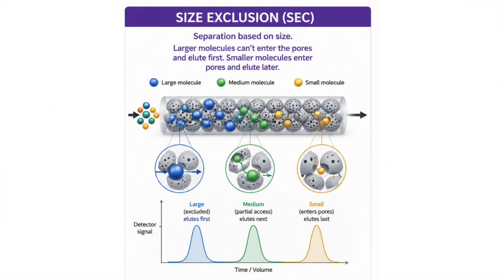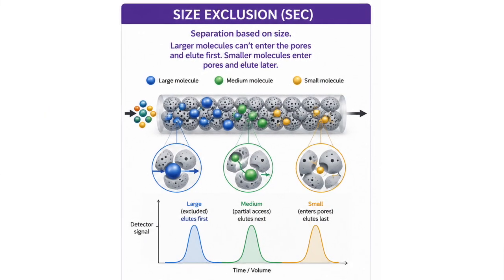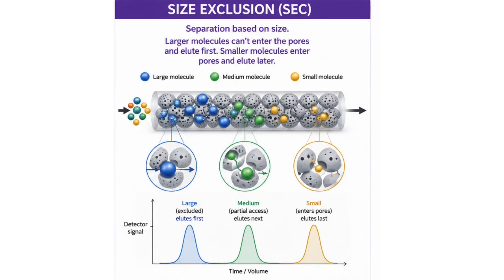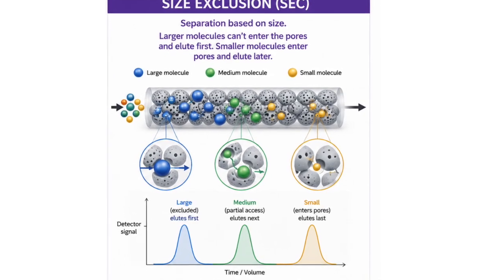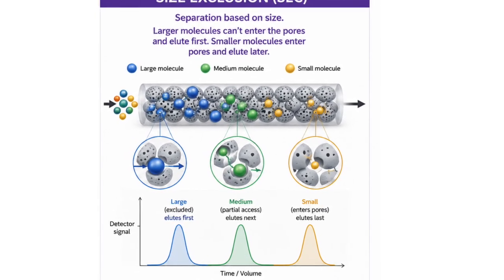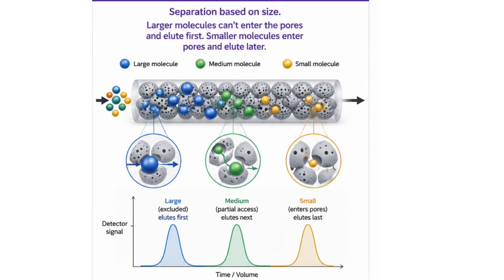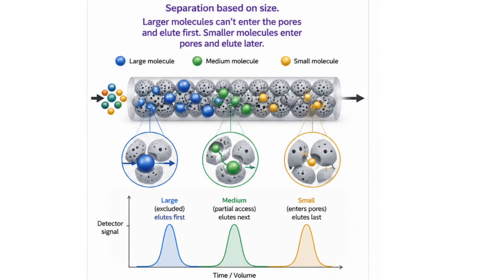Size exclusion is more of a filtering. Large analytes don't go into all the little pores, so they actually elute first. And then the smaller analytes go deeper into the pores, and they take a little longer for the flow path so that they come out later. And then the really small ones go all the way through all the little pores, and they come out last.